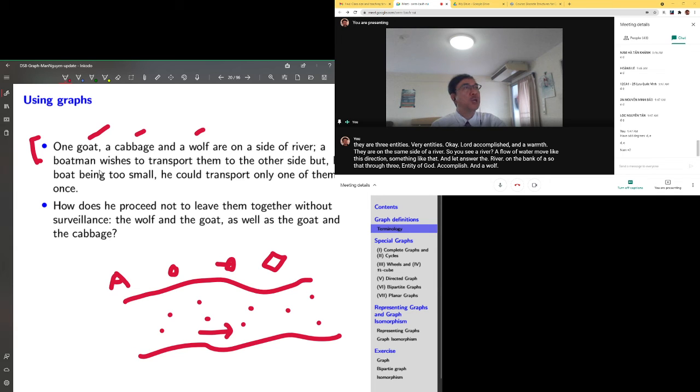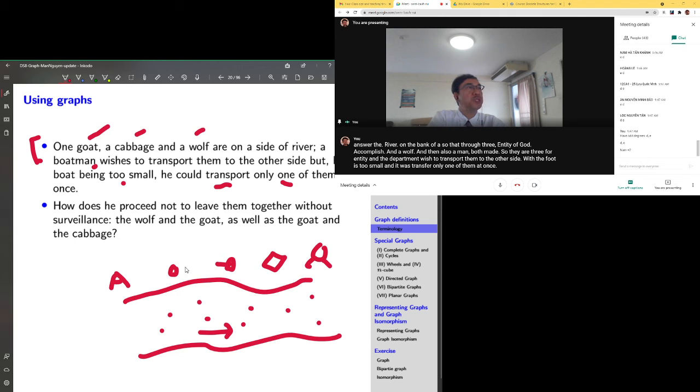And then also a man, a boatman. So there are four entities, and the boatman wishes to transport them to the other side, but the boat is too small. Then he could transport only one of them at once.